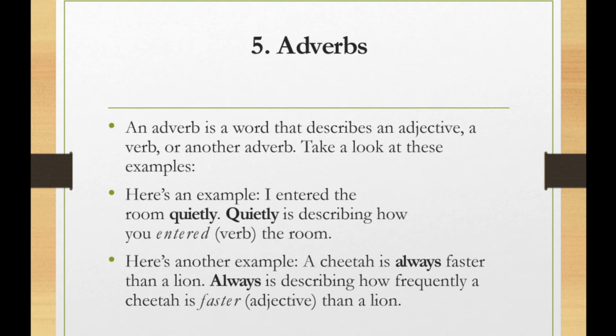Adverbs. An adverb is a word that describes an adjective, a verb, or another adverb. Take a look at these examples. Here's an example. I entered the room quietly. Quietly is describing how you entered the room. Here's another example. A cheetah is always faster than a lion. Always is describing how frequently a cheetah is faster than a lion.